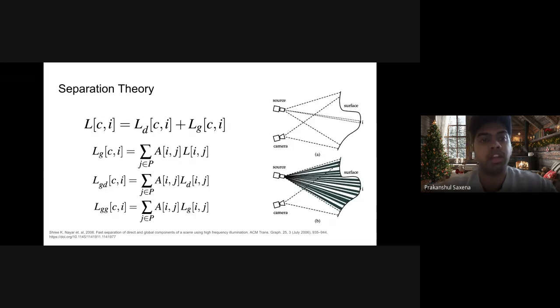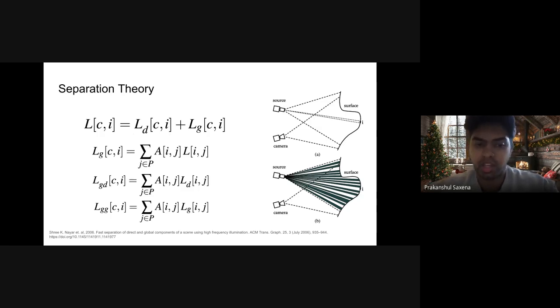Now, moving forward, the separation of direct and global components of measured radiance is useful as those components convey very different properties of the scene. Direct and global components at all scene points can be measured using high-frequency illumination. When a light source radiates a high-frequency illumination pattern, the lit patches include both direct and global components of the scene. All the unlit patches only have a global component.